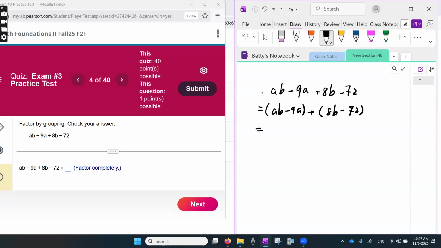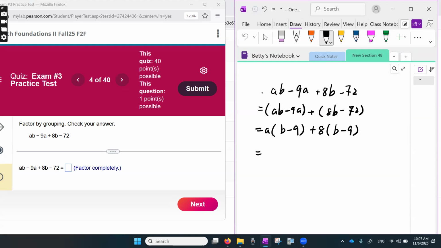Factor out the GCF. AB, 9A, GCF is A. Factored out, we have b minus 9 in the parentheses. The second group, 8b minus 72. GCF is 8. 8 goes into 72 9 times. 72 divided by 8 is 9. So in the parentheses, we have b minus 9 also.